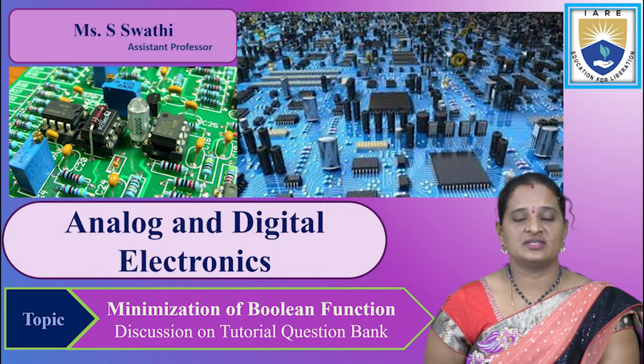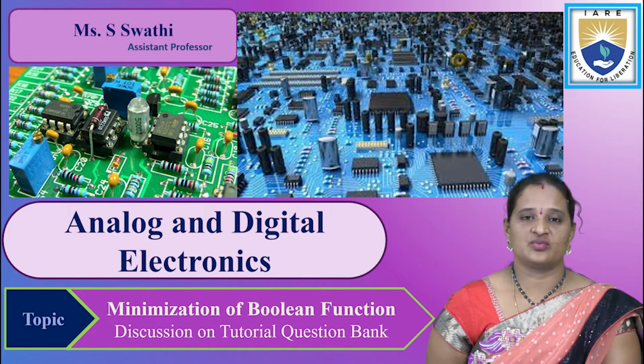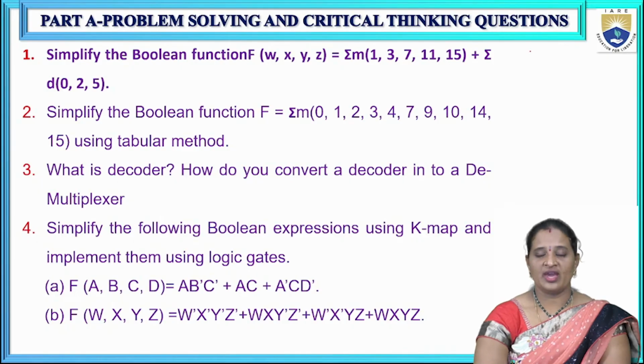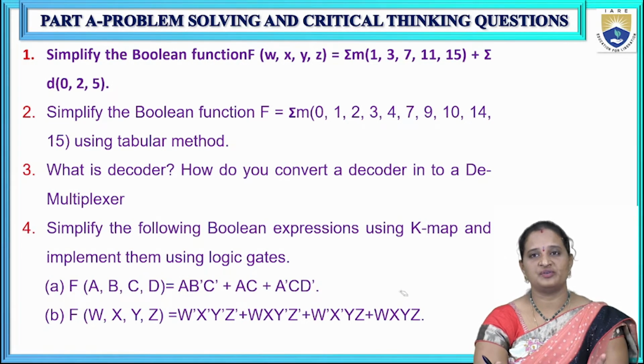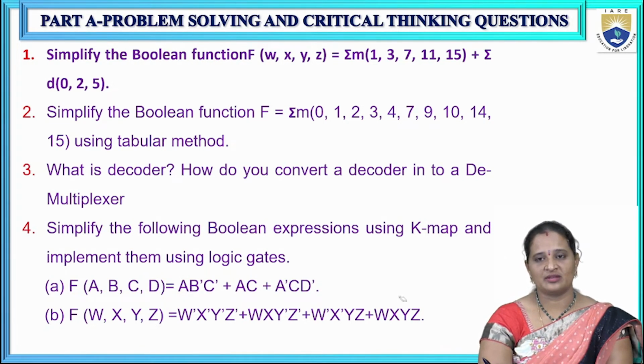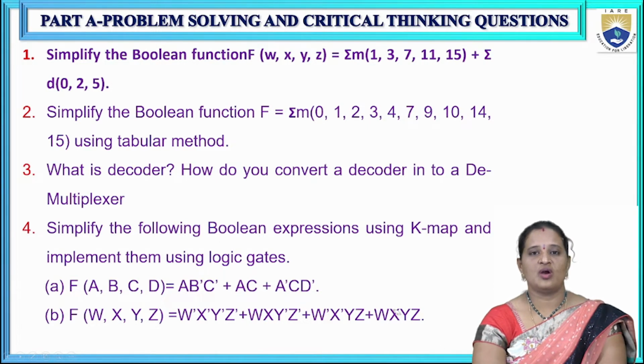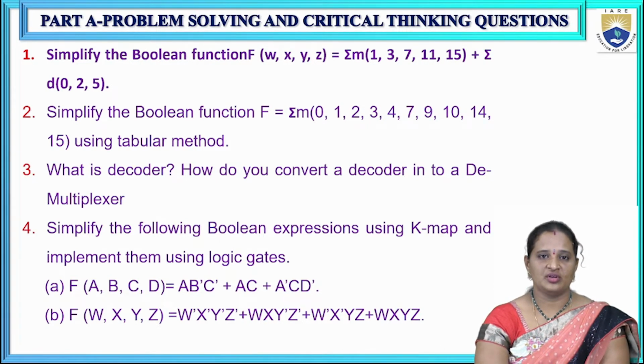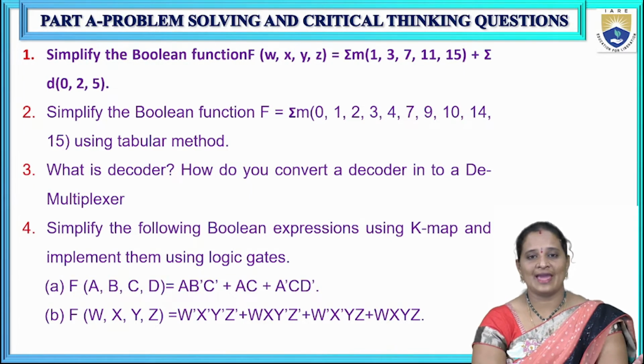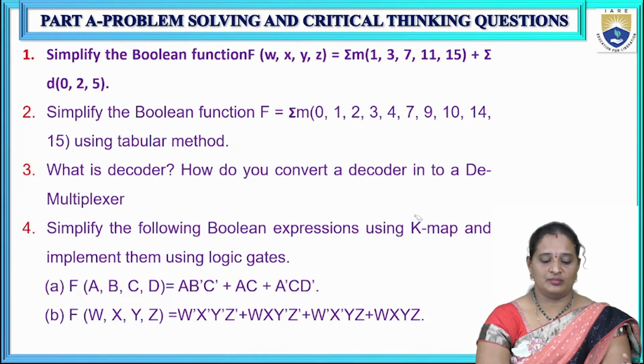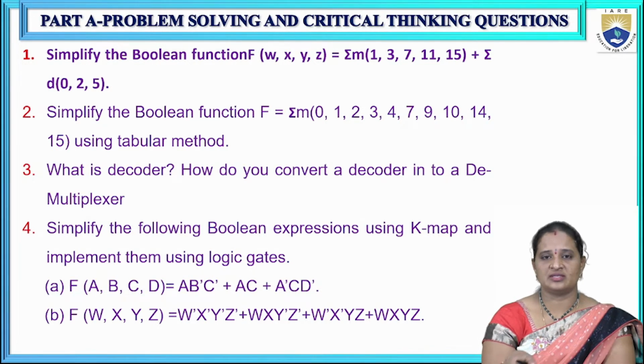In this lecture, we'll discuss some tutorial questions, or the question bank, on Module 4, that is Minimization of Boolean function and Combinational Logic Circuits. We have seen how to simplify a Boolean function using K-maps and the tabular method in this module, and also how to design a combinational logic circuit. We have various types of combinational logic circuits like adders, subtractors, multiplexers, demultiplexers, encoders, decoders. So we will be discussing how the questions are asked on this module.